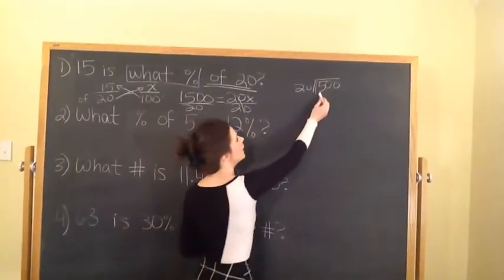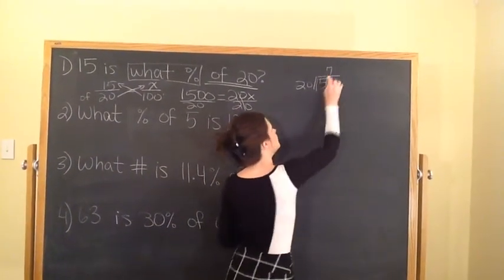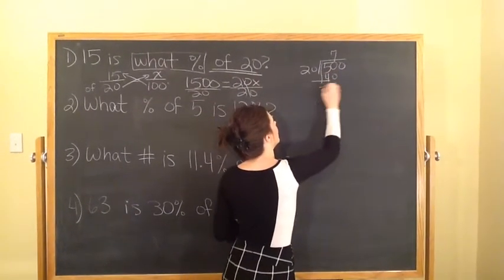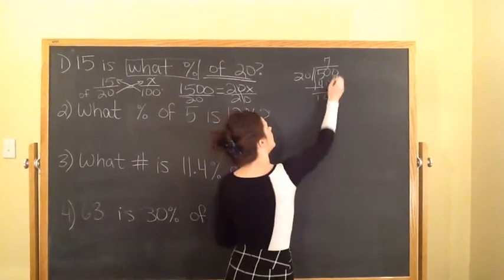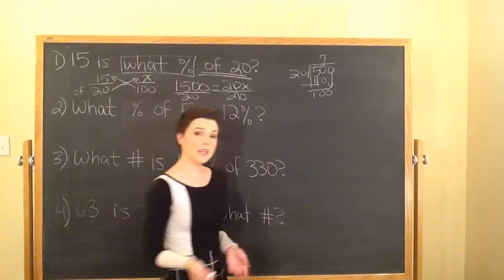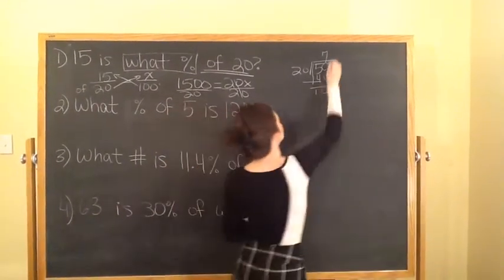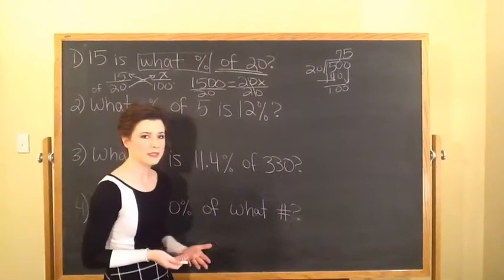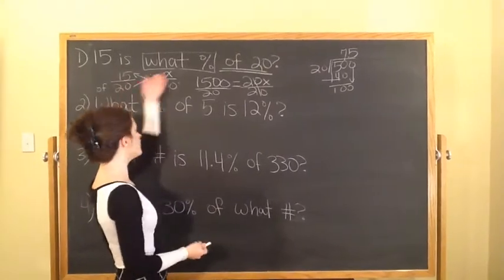20 goes into 150 seven times, because 7 times 20 is 140. We subtract and get 10 and bring down our 0. And 20 goes into 100 5 times. So now we have 75. But what kind of number is this? Is this going to be one of those normal numbers, or is it a percent?